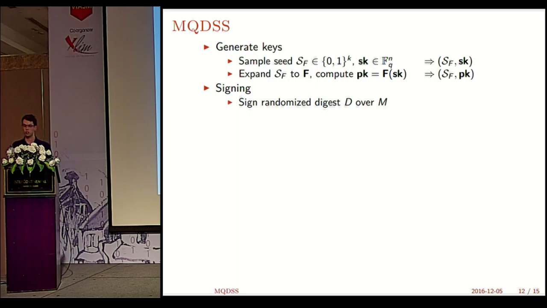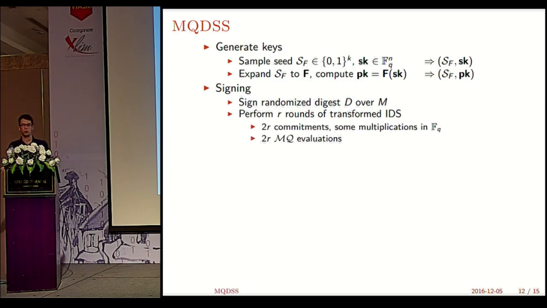So what does signing look like? We sign some random digest D over M, so we hash it and then use this as its input bit string. And then we perform R rounds of this IDS. Basically, we're doing this via Fiat-Shamir transform, where we first parallelize this IDS. We've made a composition of R instances of the identification scheme.